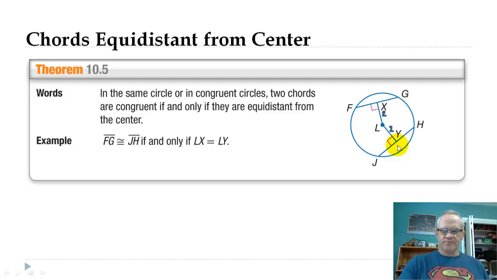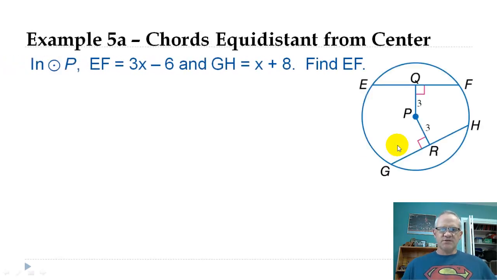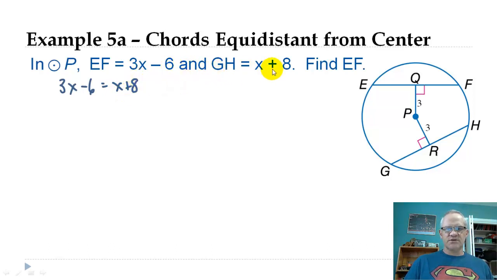Okay, so let's look at an example. In this situation, we have a circle from the center to the chord at a 90-degree angle, from the center to the chord at a 90-degree angle. They're both 3 units away, and so we know EF has to be congruent to GH. And we're told here EF is 3x minus 6, GH is x plus 8. So all I have to do to solve this is set them equal to each other. 3x minus 6 equals x plus 8.